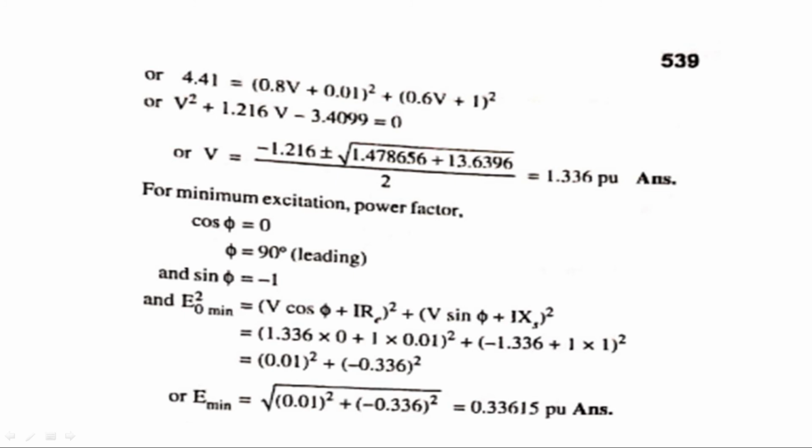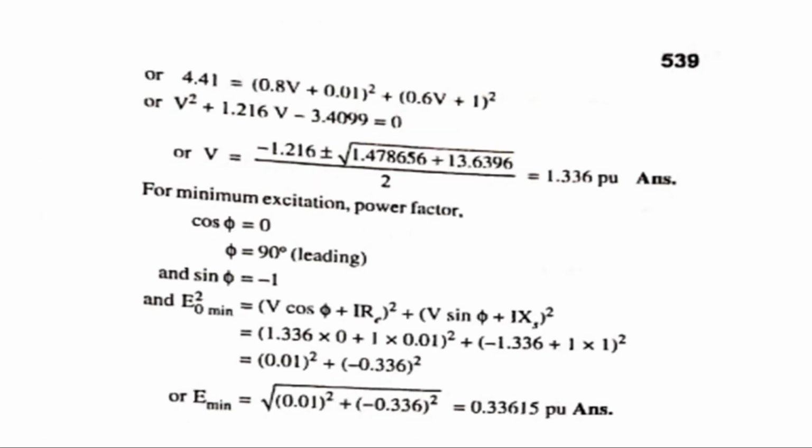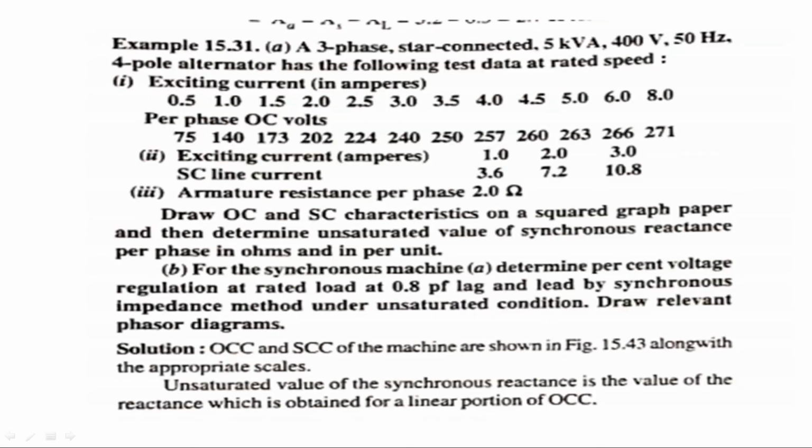So E0 squared is equal to (V cos phi plus IR) squared plus (V sin phi plus IXs) squared. Then substitute all the values. We are going to get the value of V as 1.336 per unit. For minimum excitation, power factor cos phi is 0, so phi will be equal to 90 degrees, and sin phi is minus 1. Substitute all the values, so E minimum value is 0.33615 per unit.